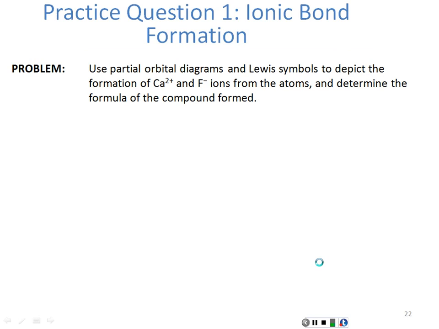Okay. So we can draw the partial orbital diagrams for both. So calcium is a 4s2. So that would be the partial orbital diagram for calcium. Fluorine, 1s2, 2s2, and 2p5.